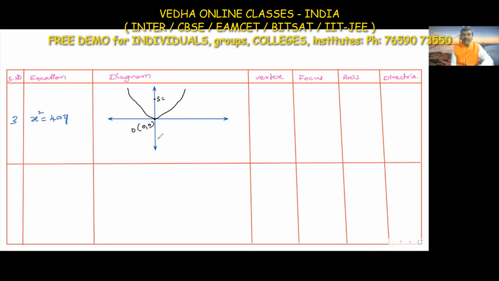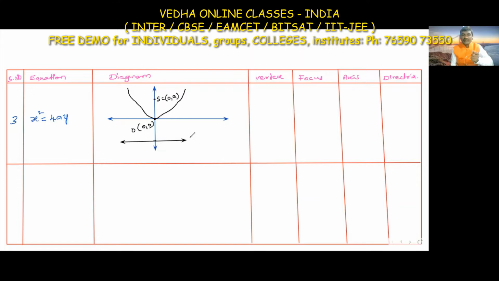Equidistant, so A units upside and A units downside, we get one directrix equation. This is the directrix equation. Here the coordinates are on the y-axis. Y-axis means x coordinate is 0 and y coordinate is A: 0 comma A.